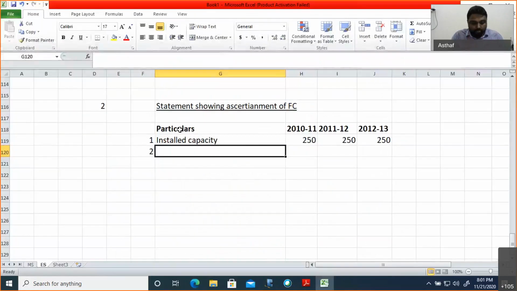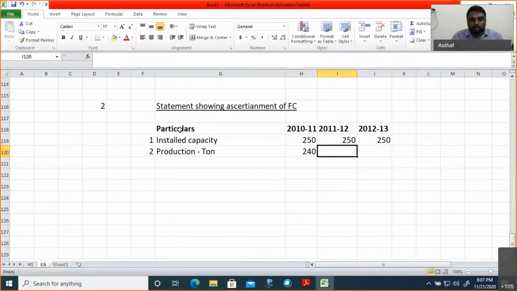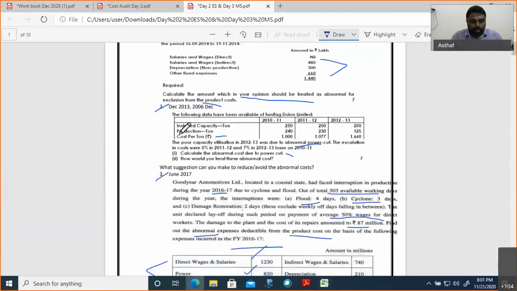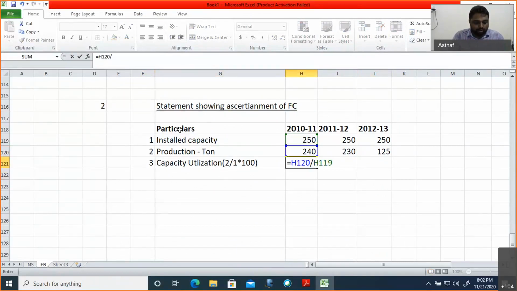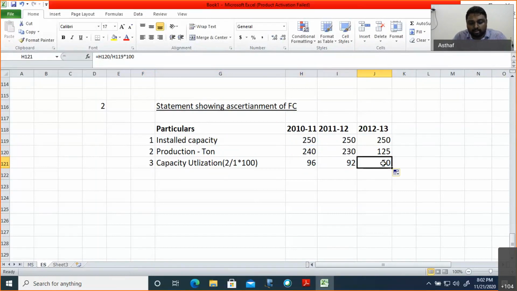What is the production? Production in tons: 240, 230, 125. You can work out the capacity utilization also. What is the capacity utilization? 240 divided by 250, that is 96%. See, this is what is abnormal. In the last year it is only 50% because of power cut and all those reasons. So that is what we are now going to identify.